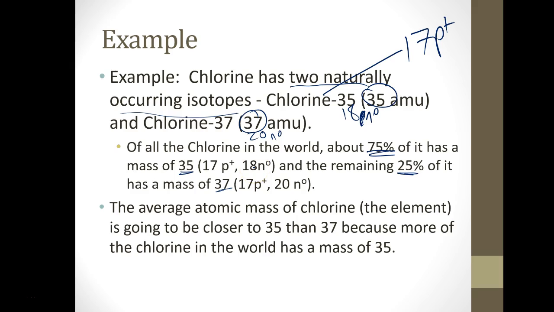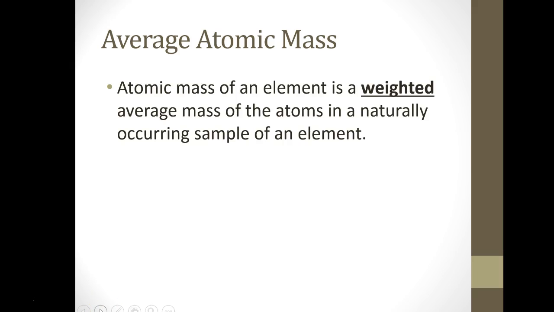So the average atomic mass of chlorine, the element chlorine, is going to be closer to 35 than 37 because more of the chlorine in the world weighs 35. Okay, it's a weighted average, and if you look it up, it's 35.453 AMUs on the periodic table. So, the way you find average atomic mass, this is the number on the periodic table, the decimal number.